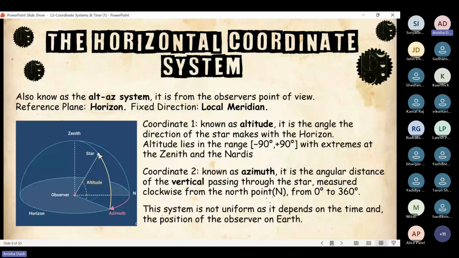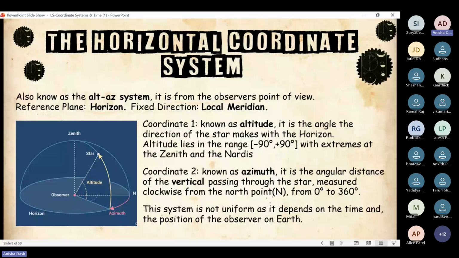This system isn't exactly uniform. You cannot use this as a metric, because if somebody in Delhi and somebody in Mumbai are observing the same star, they will note down different coordinates, although they're observing the same star, because this system depends on the position of the observer and the time. So you cannot use this in star catalogs. So do we have a system which is independent of the observer's position?